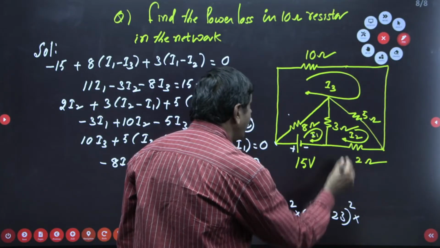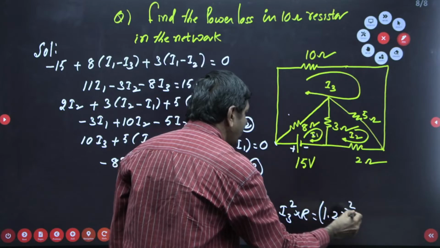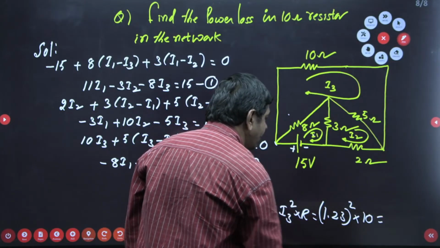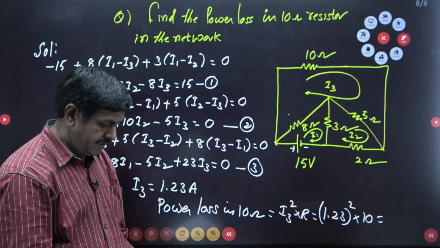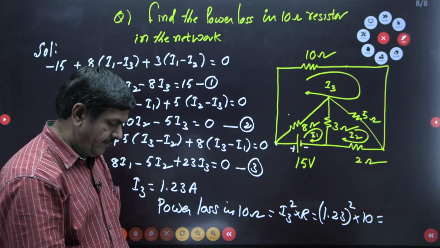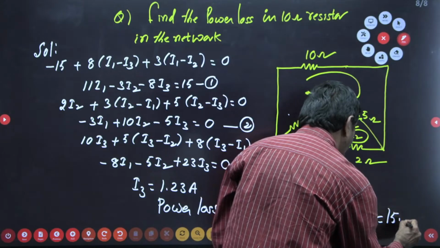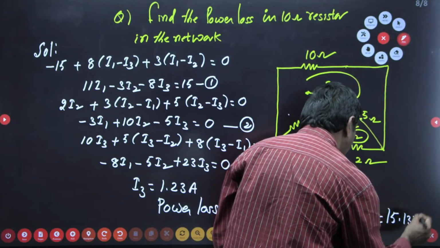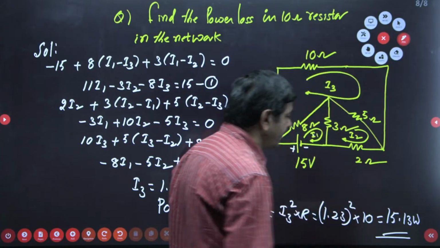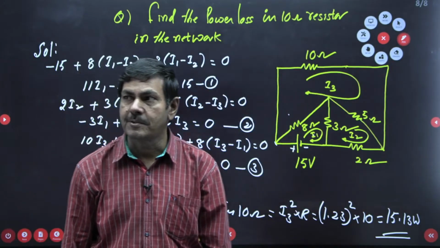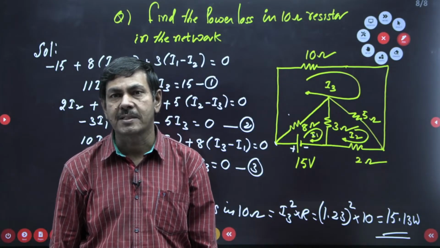And resistance R is given here as 10 ohm. The value comes as 15.13 watts. That is the result. In such a way we can tackle this question.